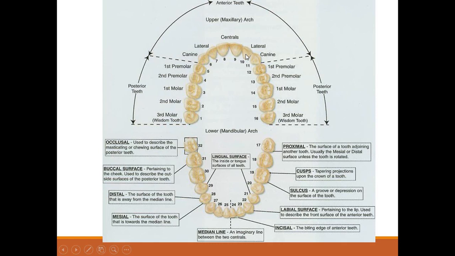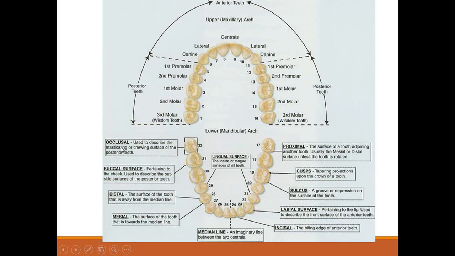And then number 10 is the lateral, and number 11 is the canine, also known as an eye tooth. 12, 13 are the first and second premolars, also known as bicuspids. First molar, second molar, and third molar. So the back teeth, starting with the premolars all the way to the molars, are considered posterior teeth. And then canine to canine are the anterior teeth, or the front teeth. So back teeth are also known as posterior teeth. Anterior teeth are also known as front teeth.